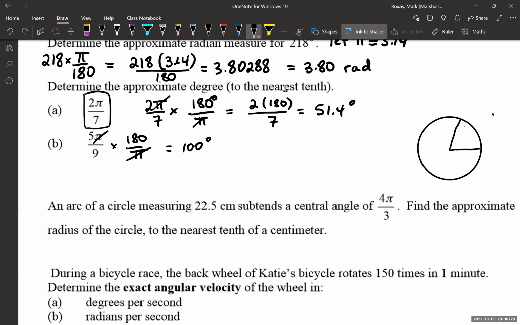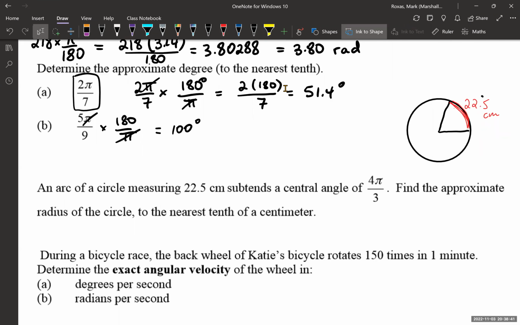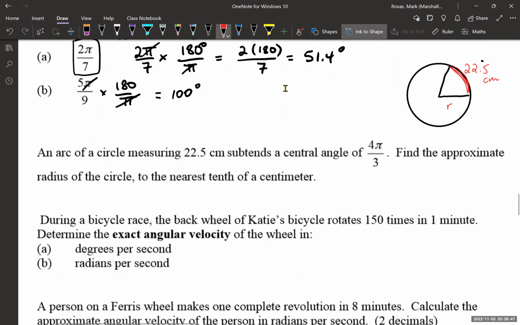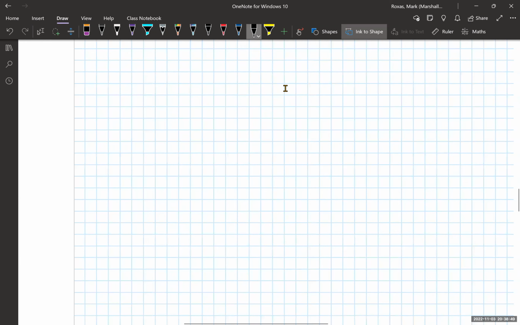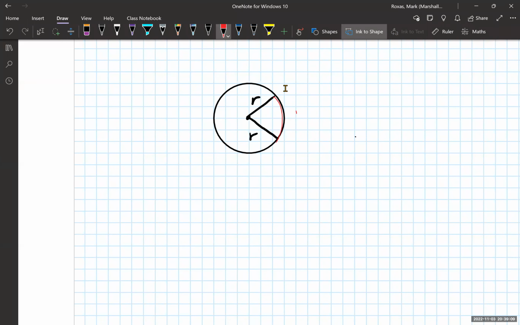And the arc of the circle subtends that angle. So this arc is 22.5 centimeters. Okay, find the approximate radius of the circle, to the nearest tenth of a centimeter. So let's do this work here on the side. I need a little more space. Let's draw that circle. Here's my circle. So what do we know? We have a radius, and if we have another radius, the arc subtends that angle.